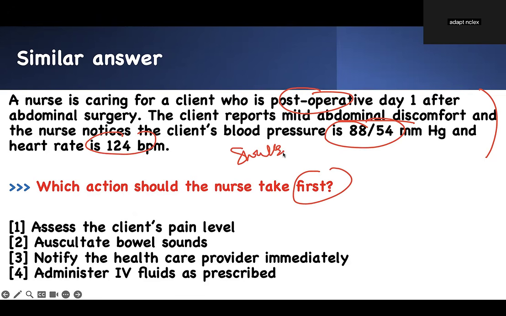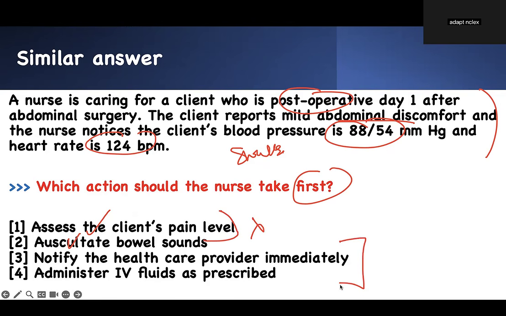If he's in shock, I've got to do something. I don't need to do any more assessment. Look at the answer choices and say, hey, assess the client's level of pain. That's assessment. Listen to the bowel sounds. Both of them are doing assessment. They have to be wrong. Similar answers, eliminate them. You're left with 3 and 4.